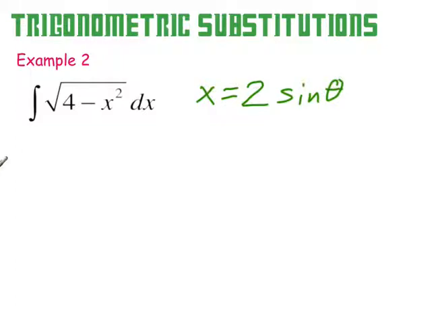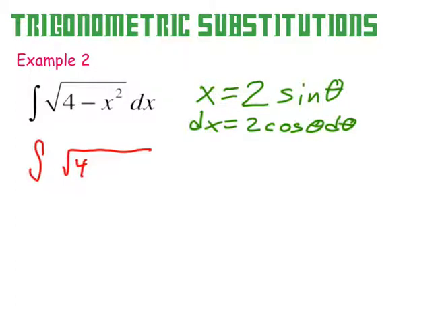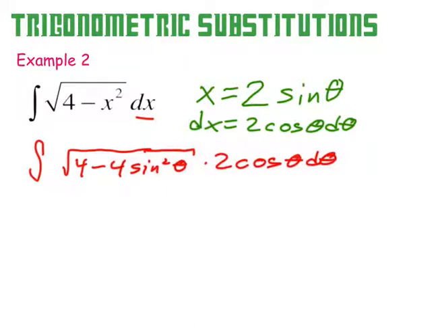And again, that is going to be an angle substitution here. So in addition to the x, we are going to need a dx. So our derivative, 2 cosine theta d theta. And so let's put that in there. So this becomes an integral of the square root of 4 minus x squared. So if we square this, that's a 4 sine squared theta. And then the dx becomes 2 cosine theta d theta.